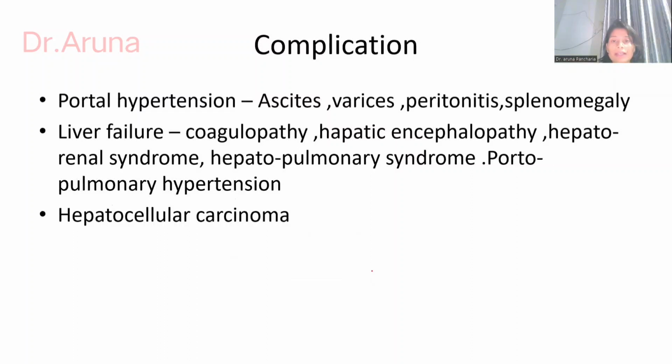And lastly, the complications of cirrhosis: portal hypertension because of the back pressure, development of ascites, varices, bacterial peritonitis, and splenomegaly. Development of liver failure because of that. Coagulopathy or pulmonary hypertension may develop. And in 2 to 8% of the cases, hepatocellular carcinoma may be there.